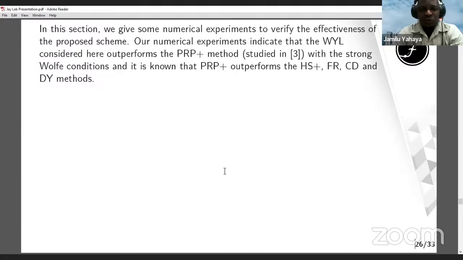They gave 5 different parameters: the PRP plus, HS plus, FR, CD, and DY. But PRP plus outperforms all the other ones. In our own case here, we compare our result with the PRP plus and discover that our result outperforms the PRP plus.